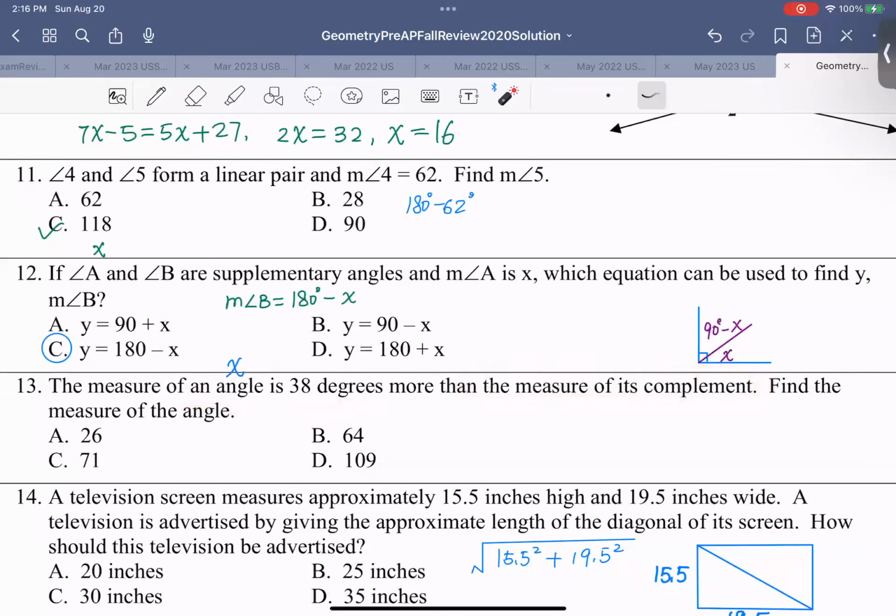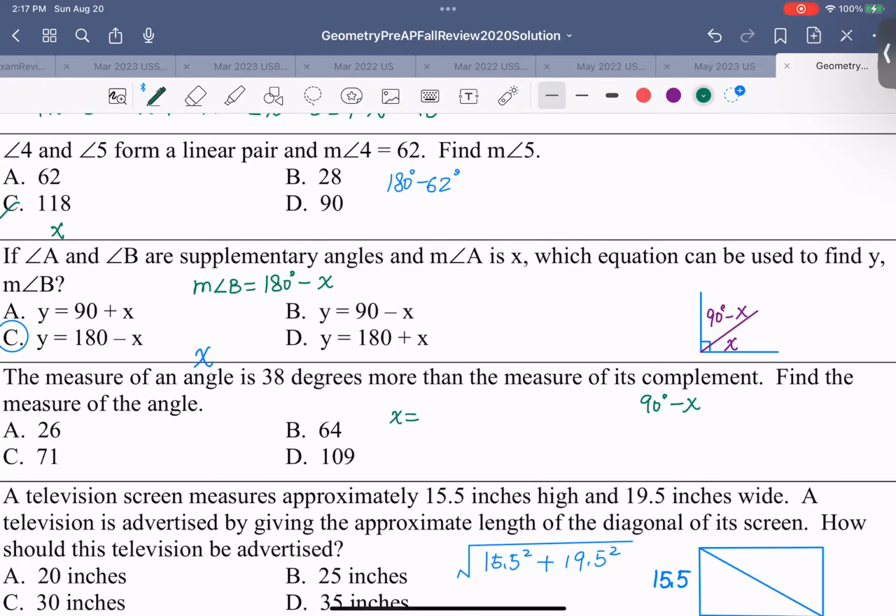So we don't know how much the angle is, we just call it x. And then the complementary will be 90 minus x. Good. So this is 90 degrees minus x. And then we will write down the equation. x is this guy more than this. So tell me the equation, please.